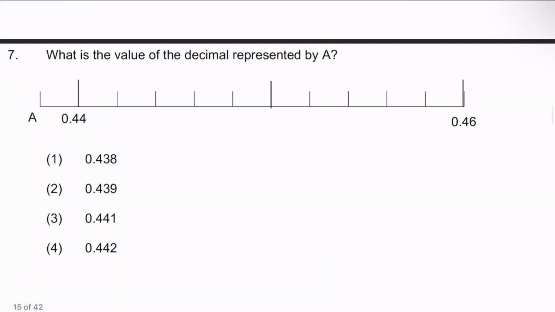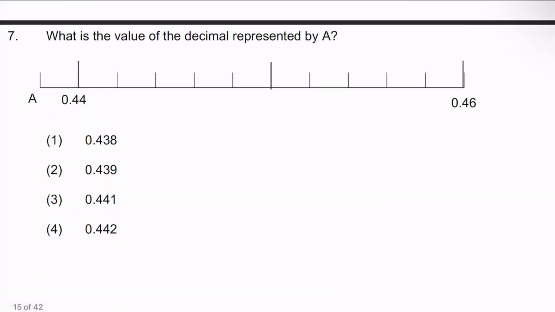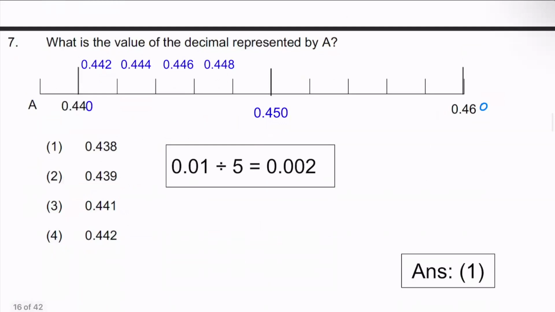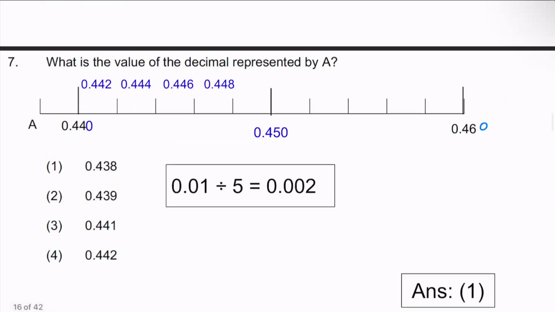Look at question number 7. What is the value of the decimal represented by A? Okay, so you have two different numbers here, 0.44 and 0.46. The number right in the middle here should be 0.45, right? Okay, so next we have to identify the numbers here.